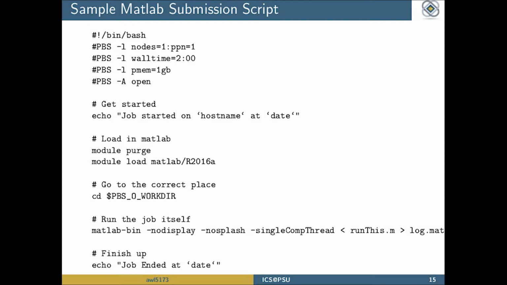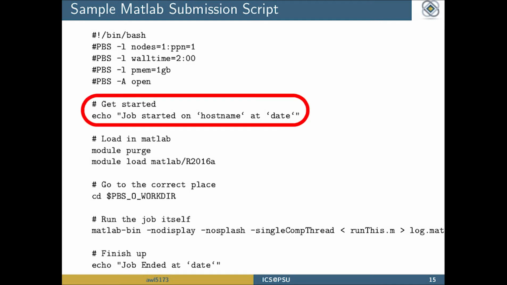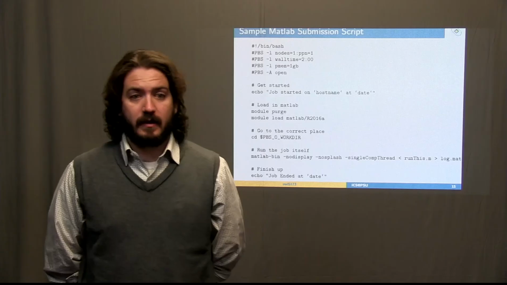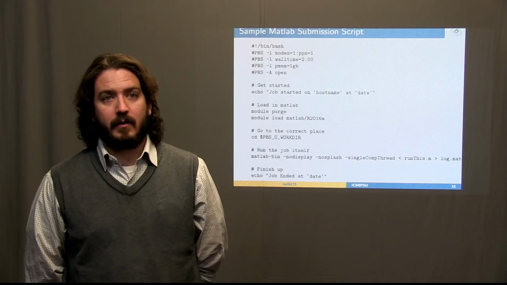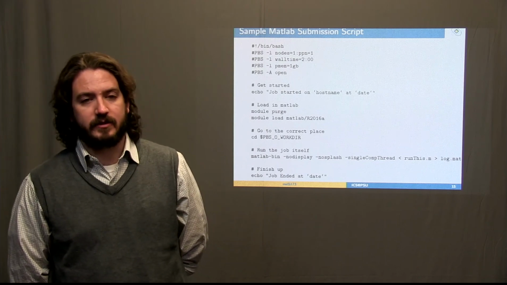And we'll talk in a few minutes about some ways to estimate what those parameters should be. The rest of this script is the commands that we're actually going to be using. I put in a couple of the echo statements at the beginning and end. The first one tells us where the job is running and when the job starts. The second one, the very bottom line there, tells us when the job ends. These can be very helpful in allowing you to find out if something is going wrong.